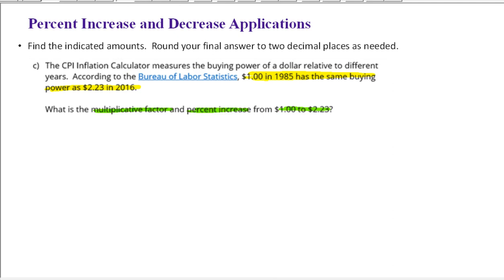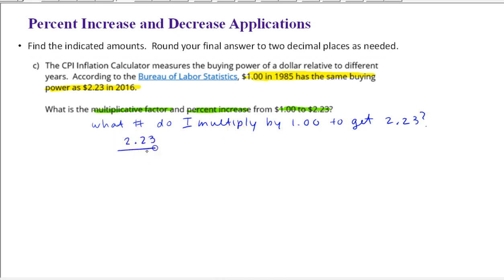Now the multiplicative factor, remember that's asking us, since we're going from 1 to 2.23, what number do I multiply $1 by to get 2.23? And remember, to find multiplicative factors, we divide. So this is 2.23 divided by 1. These are both dollars, but the dollars cancel out. This is what we called a scalar number. It doesn't have any units. So the new buying power is 2.23 times as large as the old buying power.